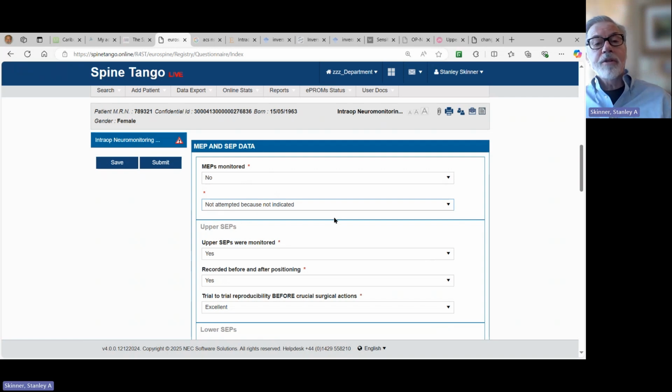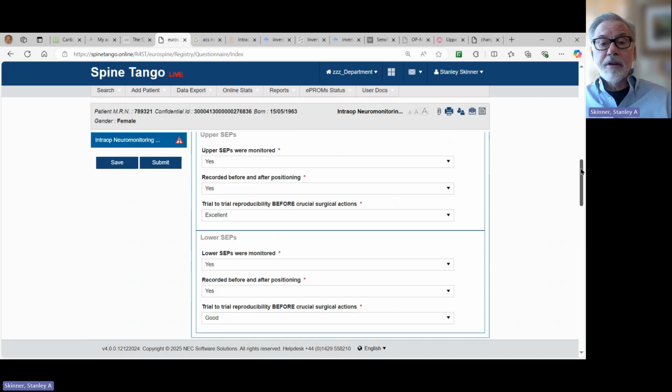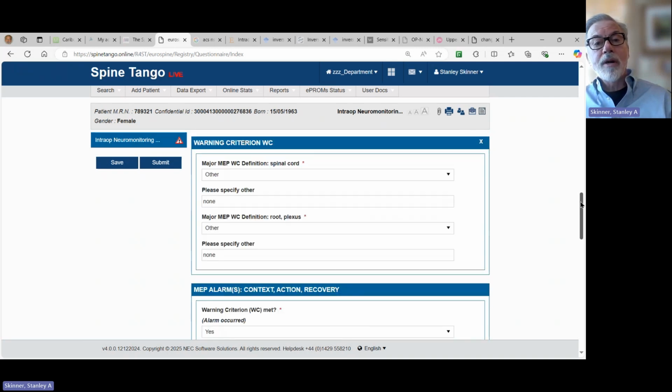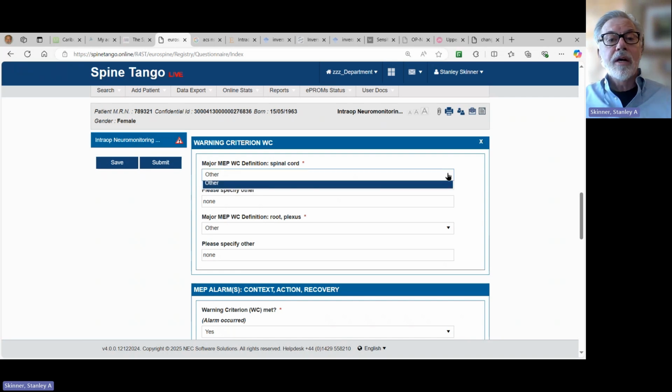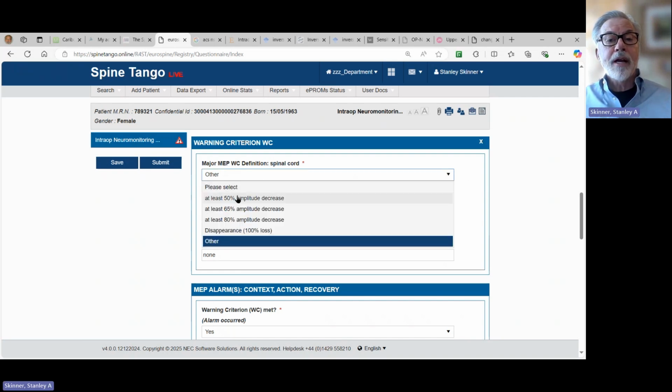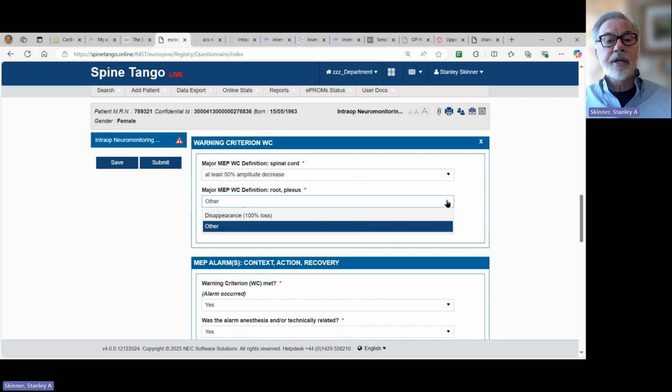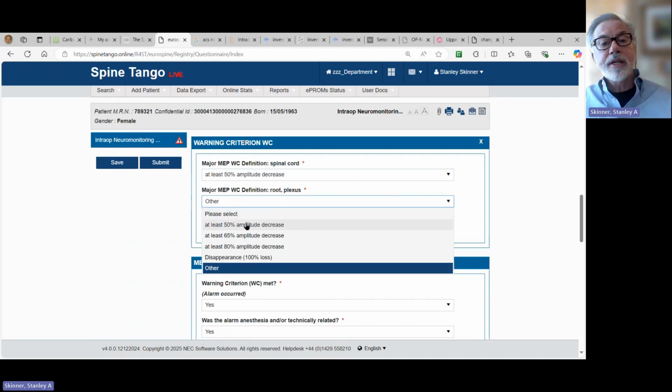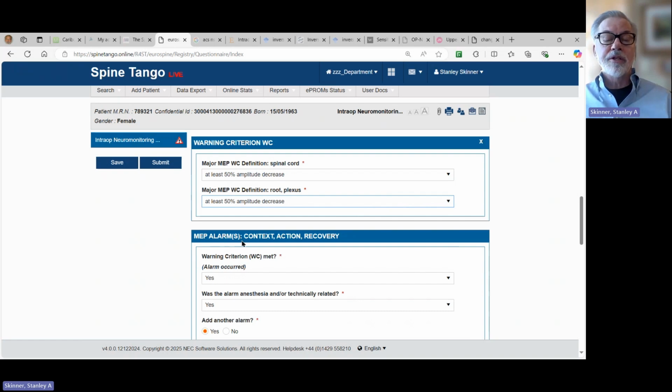Now, there may be more than one reason why MEPs were not monitored. One is not being able to record them. But that does not imply that they're never recorded. So under warning criteria, under major MEP warning criteria and definition, that still needs to be filled out. So under spinal cord MEPs, we could say 50%. Under root or plexus, we can say 50%. There are other choices as well that we'll address again in a few moments.